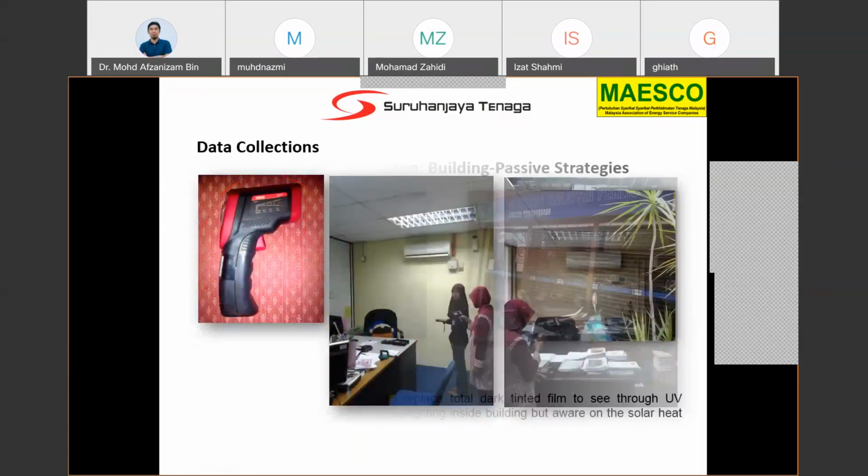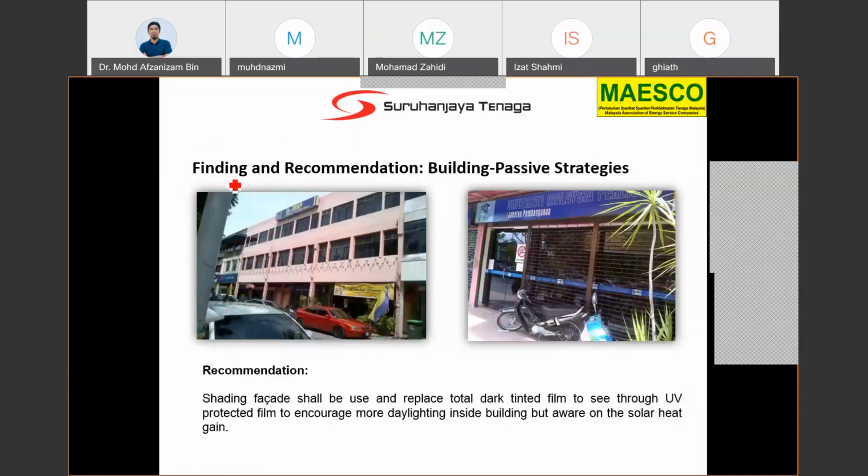Okay, so after they find out all the historical data and all the measurement results, they try to make some recommendations. So they suggest the building passive strategy. Okay, the passive strategy means that the facade shall be replaced with a dark tinted, see-through UV protected film to encourage more daylighting inside the building, but reduce the solar heat gain.